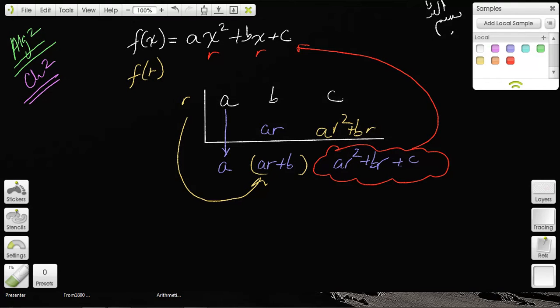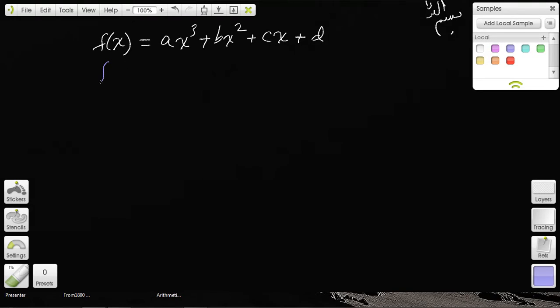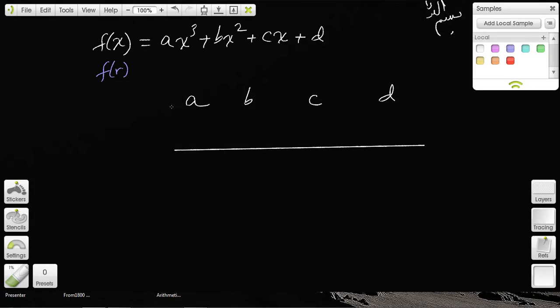To drive home the point, let's take this function. This is a third degree function, so this is ax cubed plus bx squared plus cx plus d. Let's say I wanted to synthetically substitute here, if I want to find f of r, and I want to see what that would be. So let's do the same thing. Let's write a, b, c, and d, and I'll give myself plenty of room over here, like this. And I want to substitute r.